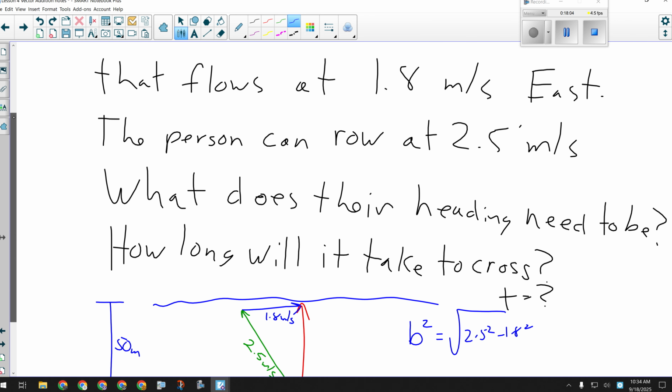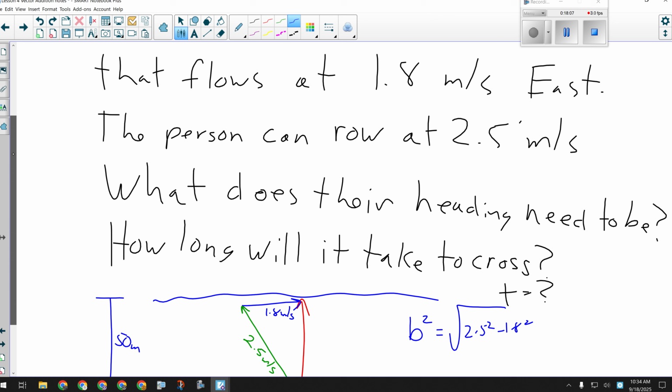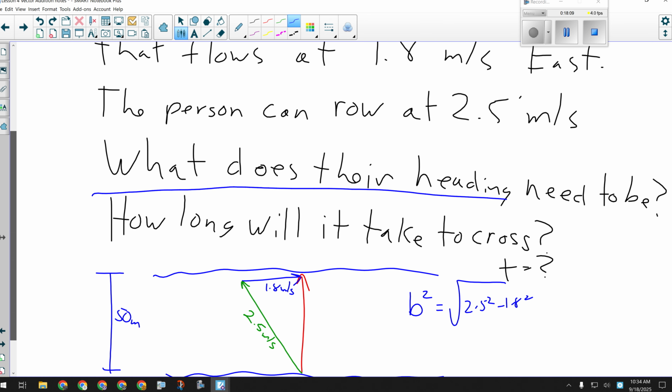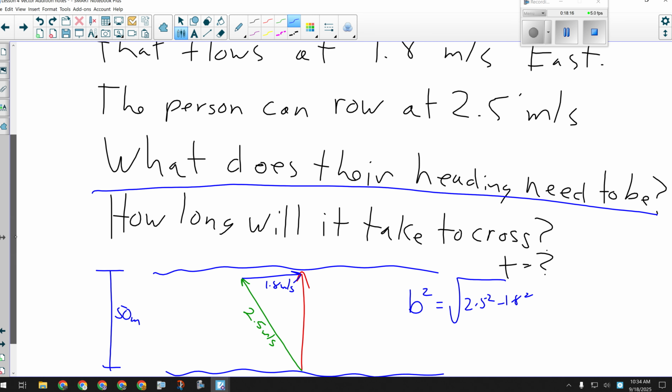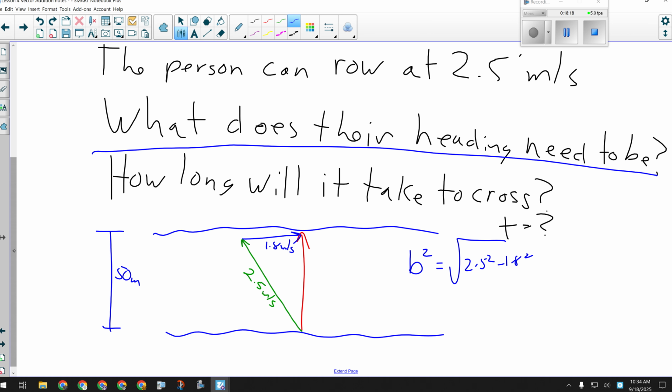The other thing I could do is they also want to know this. What does their heading need to be? Okay, heading is what direction are you pointing the boat? Okay, that would be this line or this angle here. If I had that angle, I could use trig to get the red line. I'd get the same number either way. Okay, it doesn't really matter which way you do it. Let's get the heading first, just because that's what they asked for first.